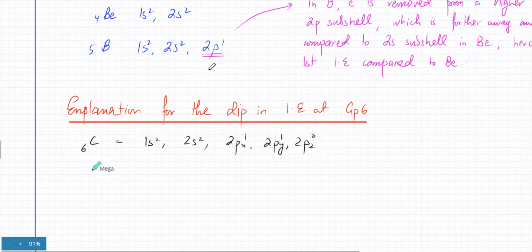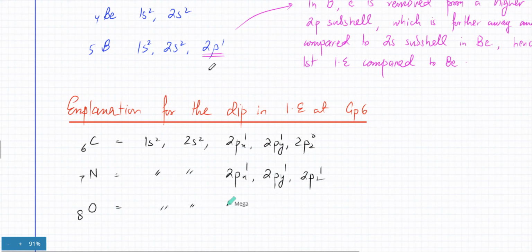Then the next one after carbon is nitrogen. Nitrogen has a total of 7 electrons. So it's again 1s2, 2s2, but now it's 2p3, so 2px, 2py and 2pz, that's 1, 1, 1 each. Then there's a dip at oxygen, 8 electrons. So 8 electrons would be 2p4, so it's going to be 2px 2, 2py 1, and 2pz 1.